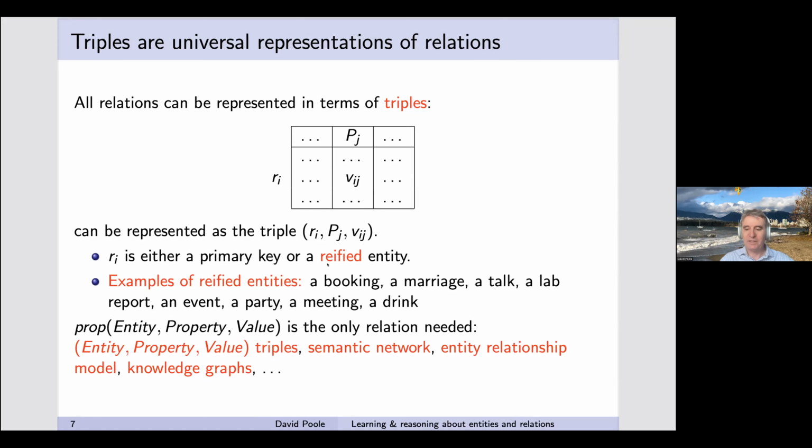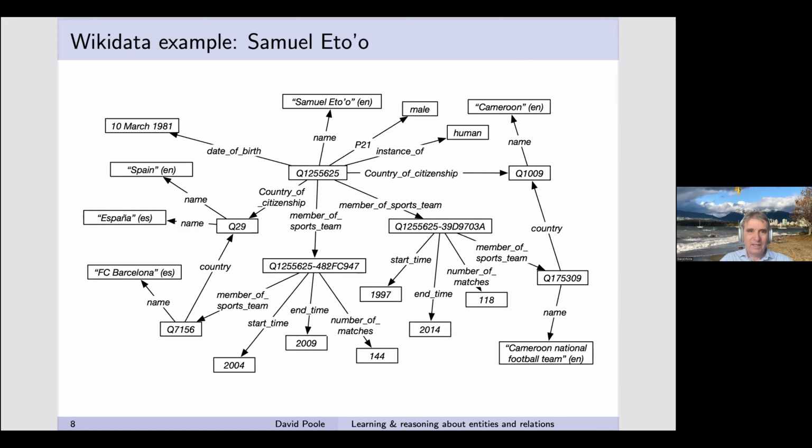So once you have this, you can draw it as a graph. Here's an example of a graph. This is an example of the Wikidata entry for the great Cameroonian soccer player, Samuel Eto'o. And Samuel Eto'o is Q1255624. Okay, and the name of this entity is Samuel Eto'o. Samuel Eto'o is not the person, that's their name. They have a date of birth. They're a citizen of 2 countries. There's this Q29, which has a number of names. In English, it's Spain, and in Spanish, it's España.